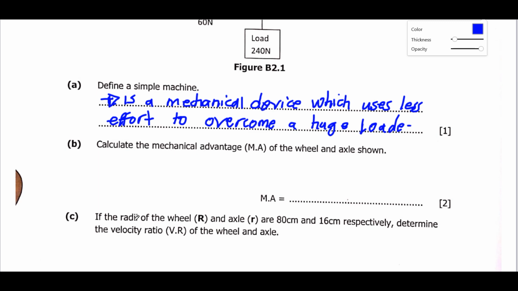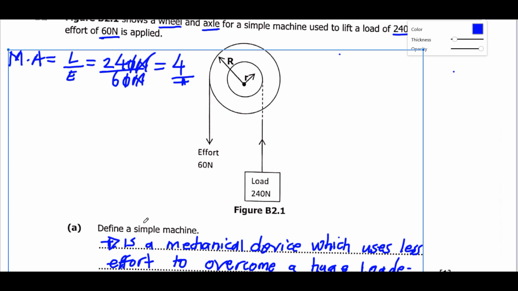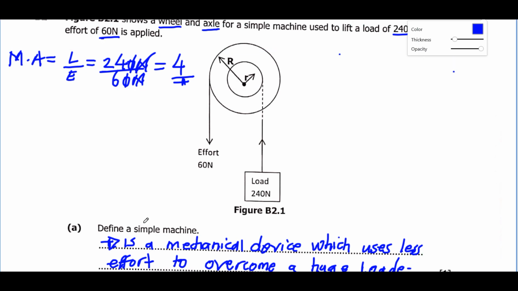Now question C, we are given the radii of the wheel and axle as 80 centimeters and 16 centimeters respectively, determine the velocity ratio of the wheel. So for this one, you need to know that the bigger circle is considered to be the driven in terms of the axle or the wheel. So we'll call this one the driven. Then the smaller one is the driver.